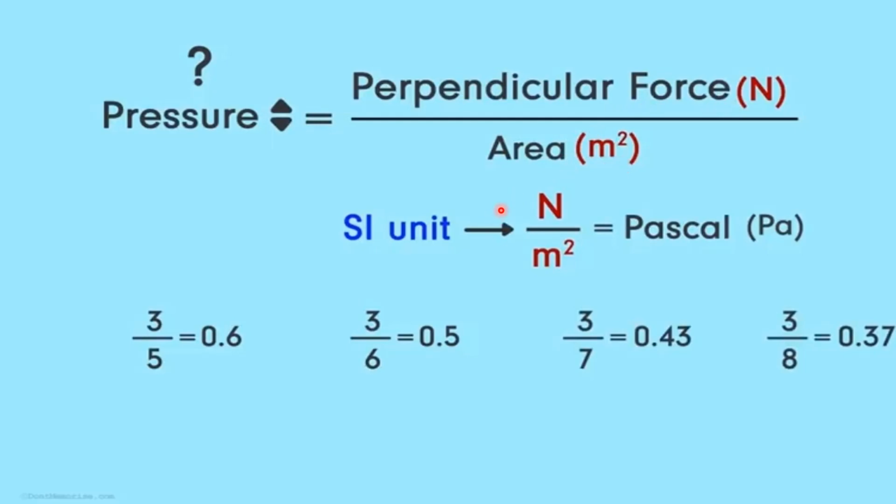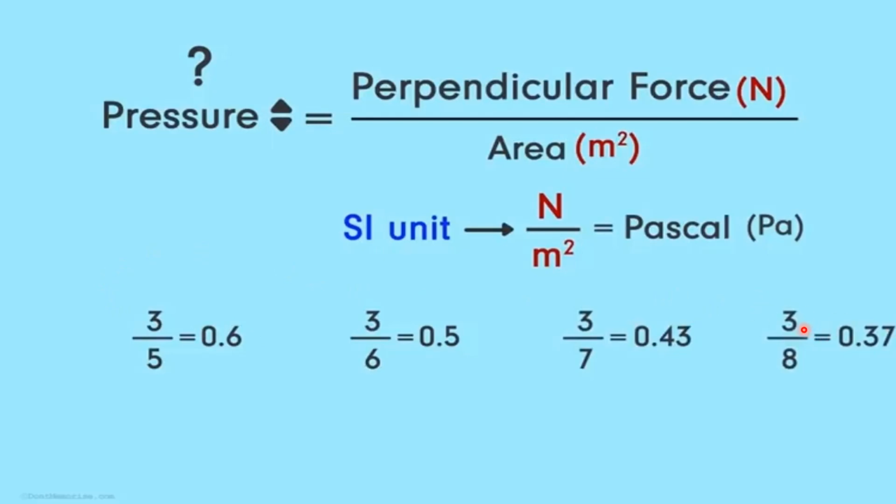Now, just consider the force applied as a constant value. Then change the area, say increase the area, and see whether the pressure will increase or decrease. Let us understand this by a mathematical example. Here I have taken 4 fractions. In all the 4 fractions, the numerator I have kept constant.